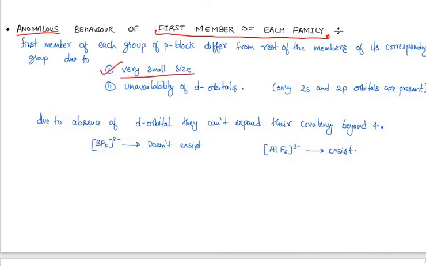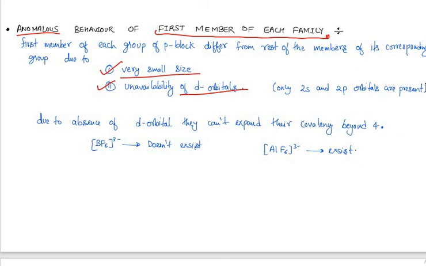The first reason is their very small size. The second reason is there is no vacant d orbital present in them. They have only 2s and 2p orbitals. Since the principal quantum number is 2, the orbitals present are s and p, as we studied in atomic structure. So d orbitals are not present in the first member, that's why they show anomalous properties. And there is one more reason, that the electronegativity of the first member is a little bit higher than the others. So these are the reasons why the first member of each family shows anomalous behavior.